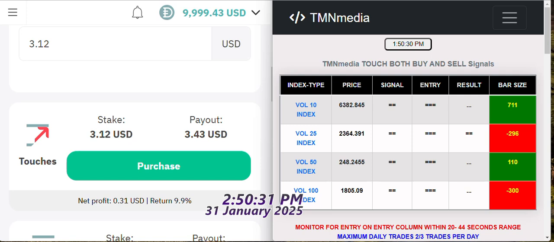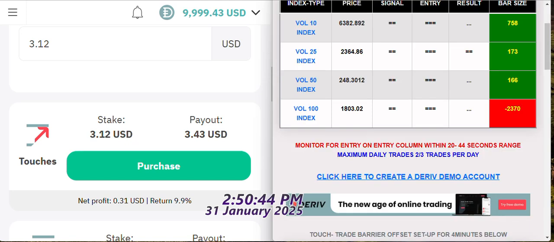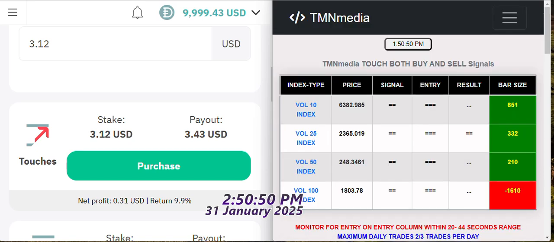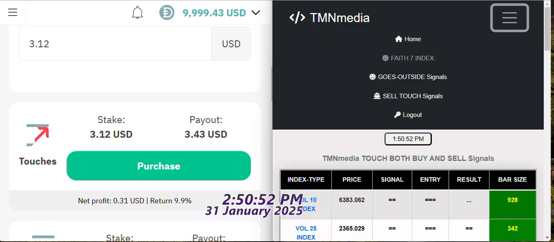Now I need you to understand. So how do you trade touch? Very simple. Compared to goes outside, you just enter, you wait for your results. You are not doing anything. But for touch, you have a responsibility to do one thing. Now, what is that responsibility? Number one, you can enter the trade. Let's go back to the sell touch.